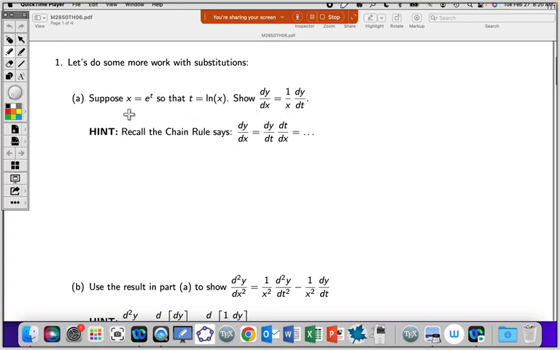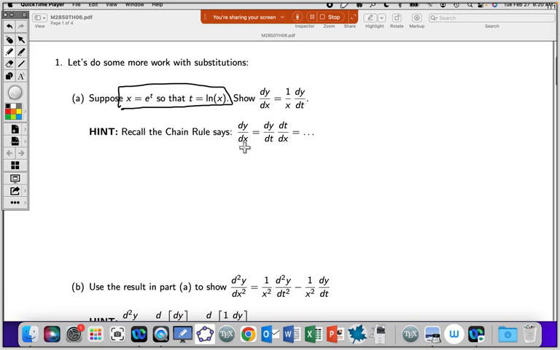So in number 1, we're going to look at this substitution. So x is e to the t. Oops, cat knocked over the microphone. So x is e to the t, so that t is the natural log of x. So hopefully you remember from algebra, these are equivalent statements. You want to show that dy dx is 1 over x dy dt.